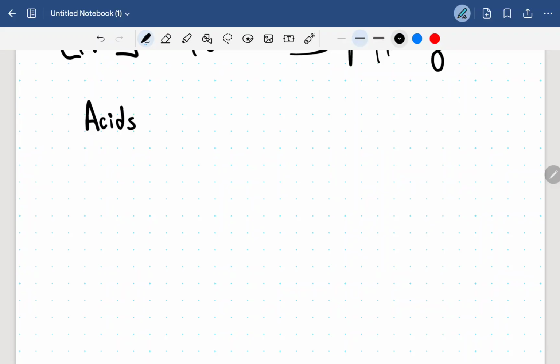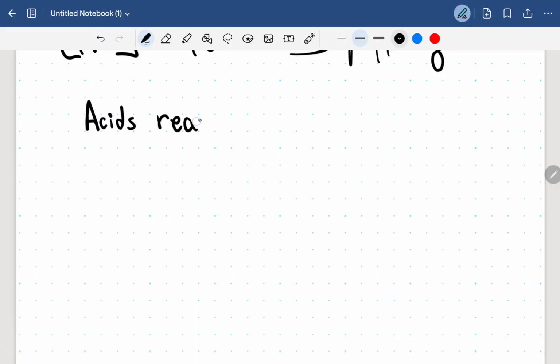Bases release OH minus ions. They're bitter. They're slippery. Where you can find bases is in soaps, shower gels, dishwash soaps, like any soap. But anyways, now let's go back to acids and what they react with.